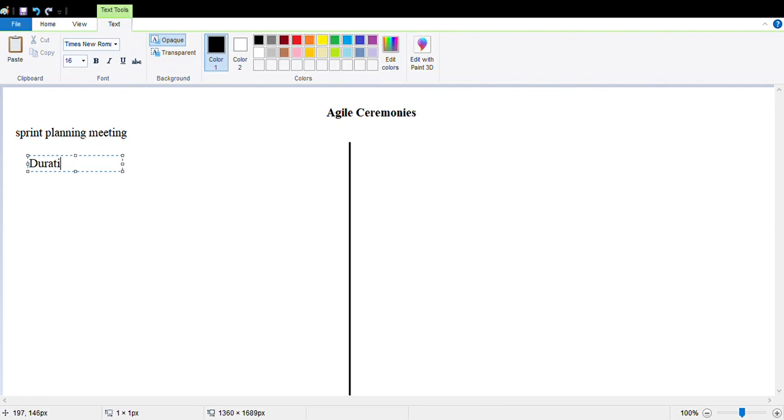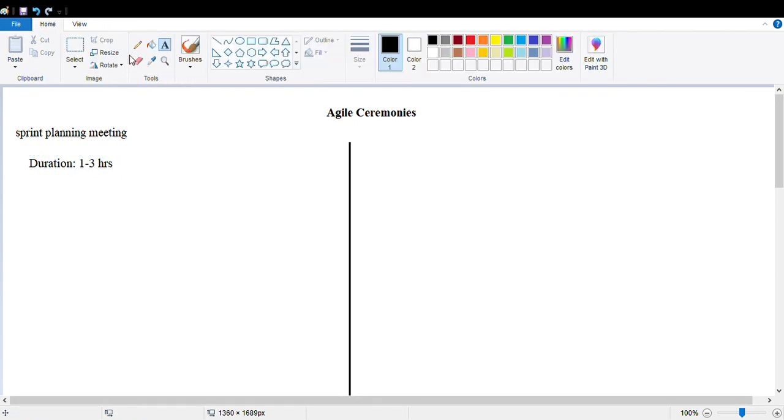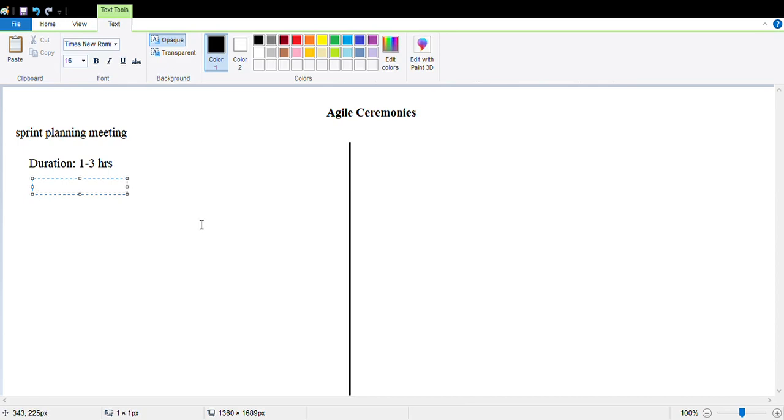So the duration for this meeting is 1 to 3 hours, and it is attended by the Scrum Master, Scrum team, and the product owner.